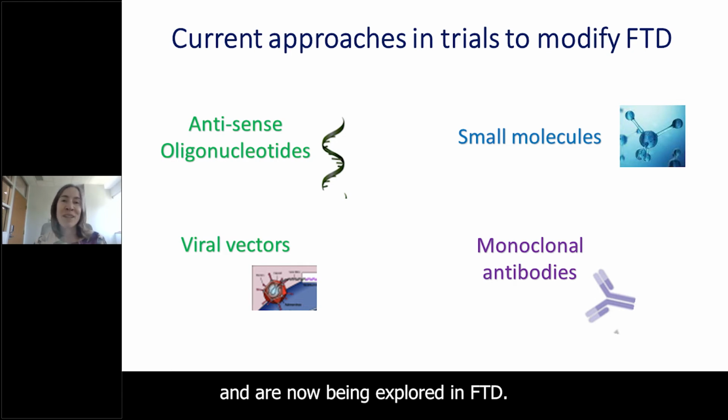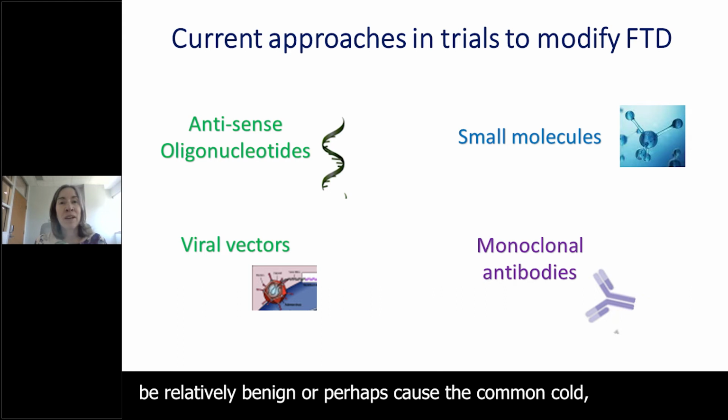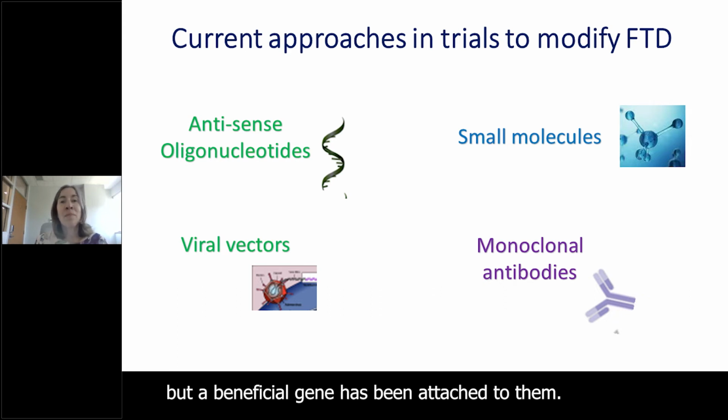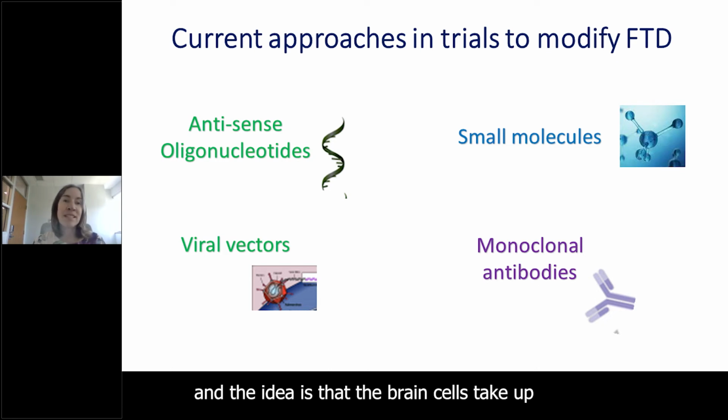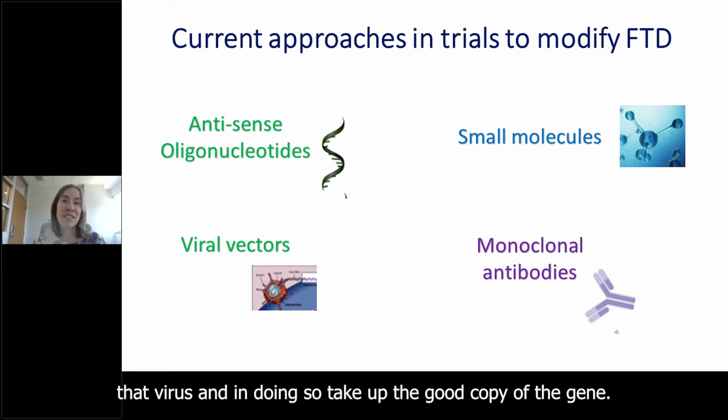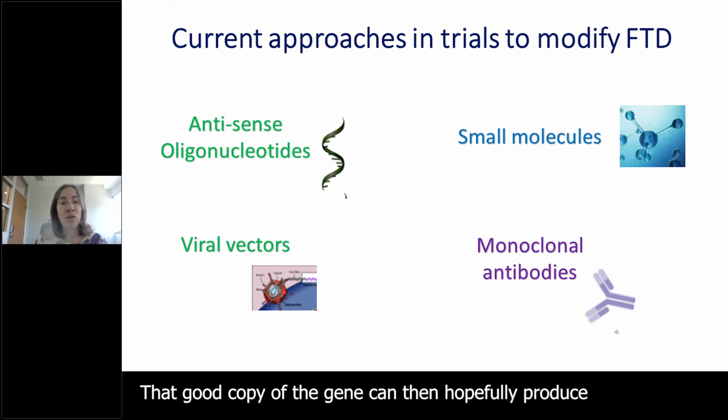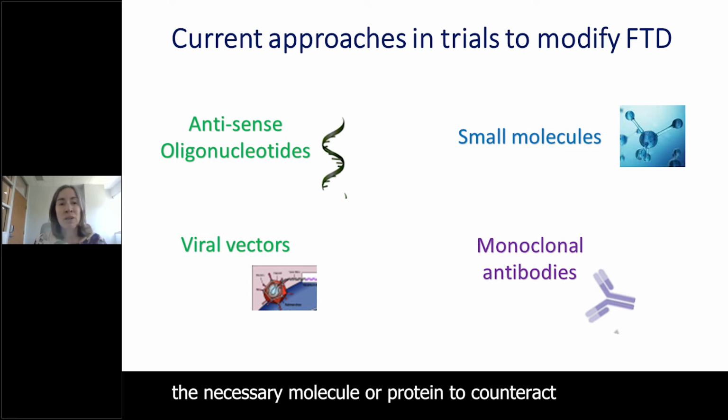Viral vectors have been looked at in other diseases and are now being explored in FTD. These are common viruses that would typically be relatively benign or perhaps cause the common cold, but a beneficial gene has been attached to them. The virus is typically injected once into the central nervous system, and the idea is that the brain cells take up that virus, and in doing so, take up the good copy of the gene, and that good copy of the gene can then hopefully produce the necessary molecular protein to counteract the genetic mutation that the patient may harbor.